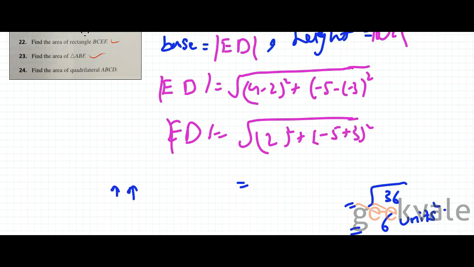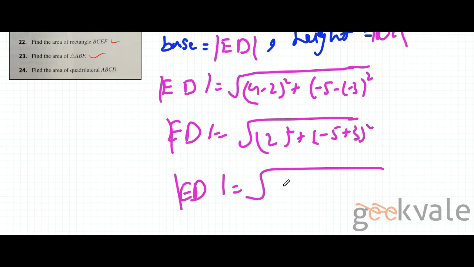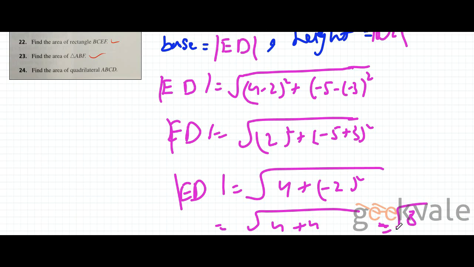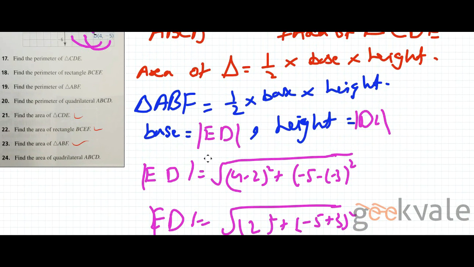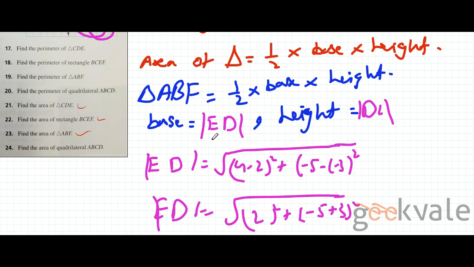The distance ED further, I can write it down as 2 square will be 4, minus 5 plus 3 will be minus 2 square, will be 4 plus 4 will be square root of 8, which is also 2 square root of 2. So we calculated that distance ED, which turns out to be 2 square root of 2.